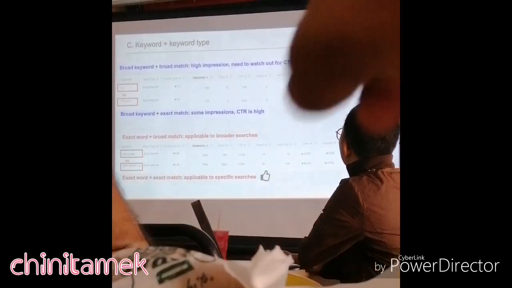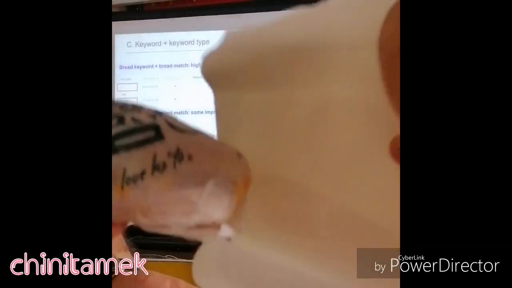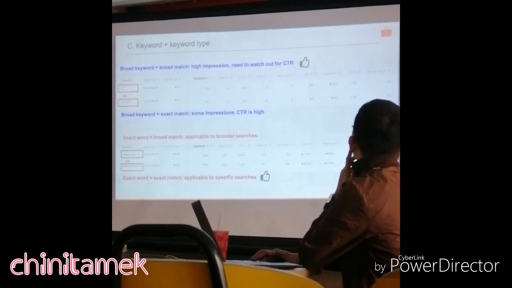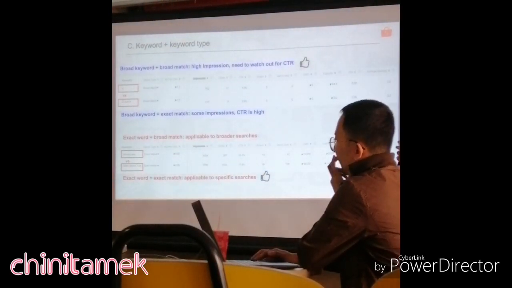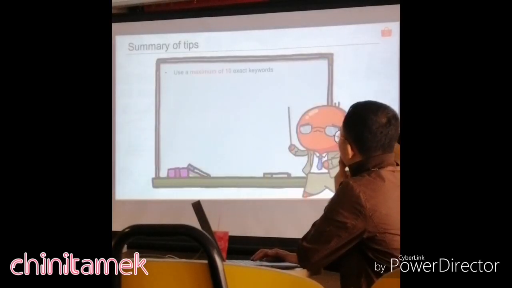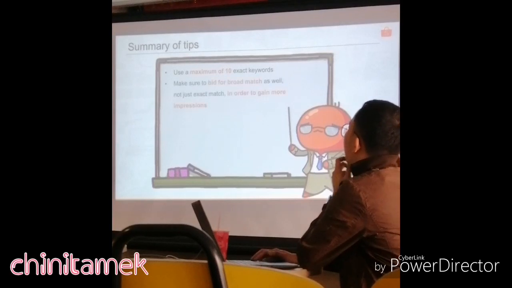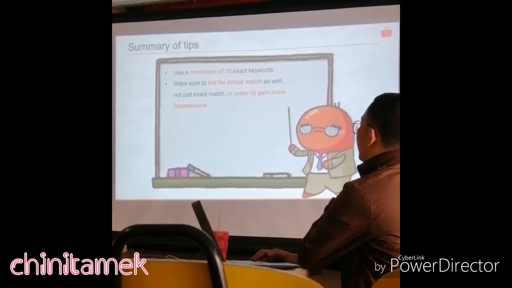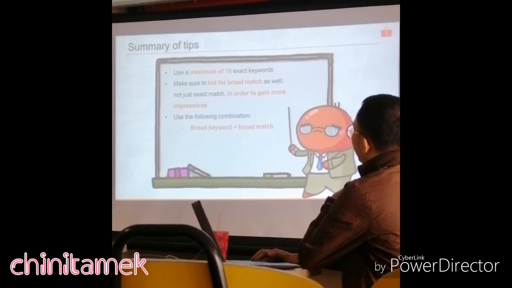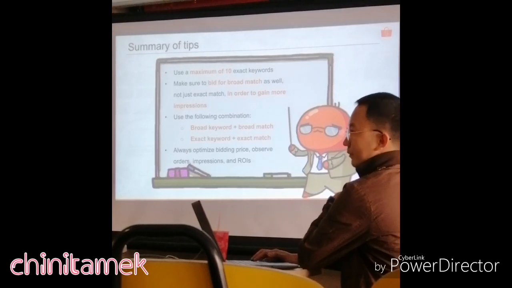For broad keyword plus broad match, it gives you a high impression, although you'll need to watch out for CTR. For exact keyword plus exact match, it's applicable to specific searches. To summarize, use a maximum of 10 exact keywords. Make sure to bid for broad match, not just exact match, to gain more impressions, because the more impressions, the more chances of people actually ordering. Then use the golden combination of broad keyword plus broad match and exact keyword plus exact match.